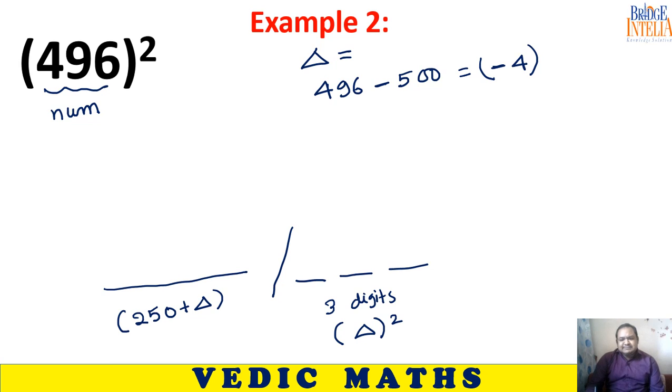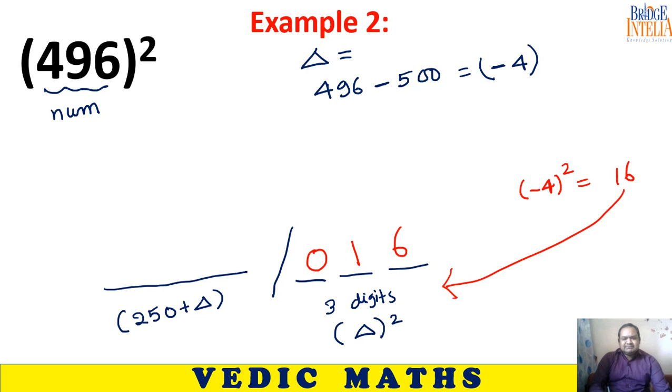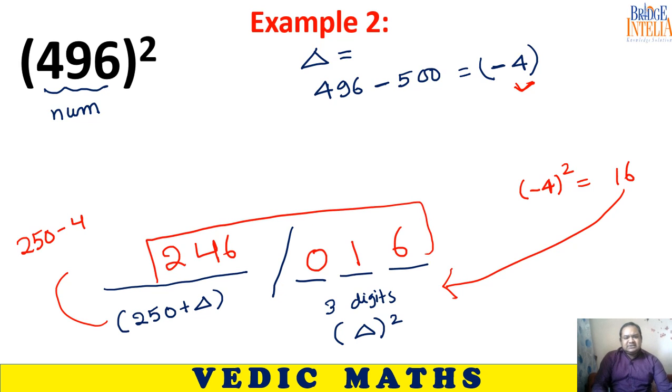So let's fill these blanks. Minus 4 whole square is equal to 16. So you have to write 16 here, and you have to fill 3 digits, so write 0, 1, 6. Coming to the first blank space, we write 250 plus delta. Delta is minus 4, so 250 minus 4 comes out to be 246. So here is the final answer: 246016.